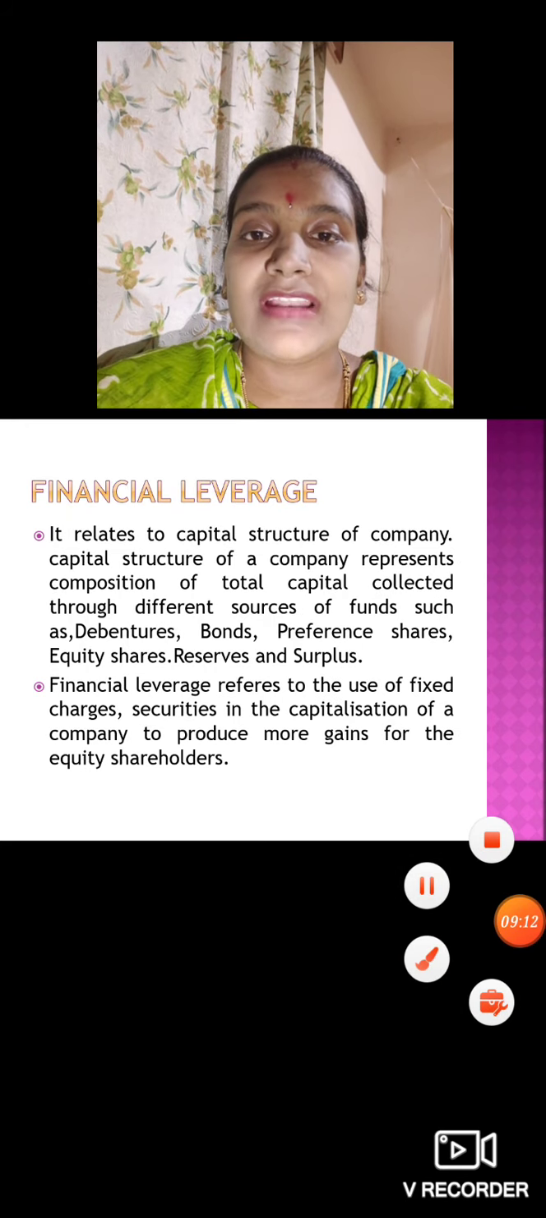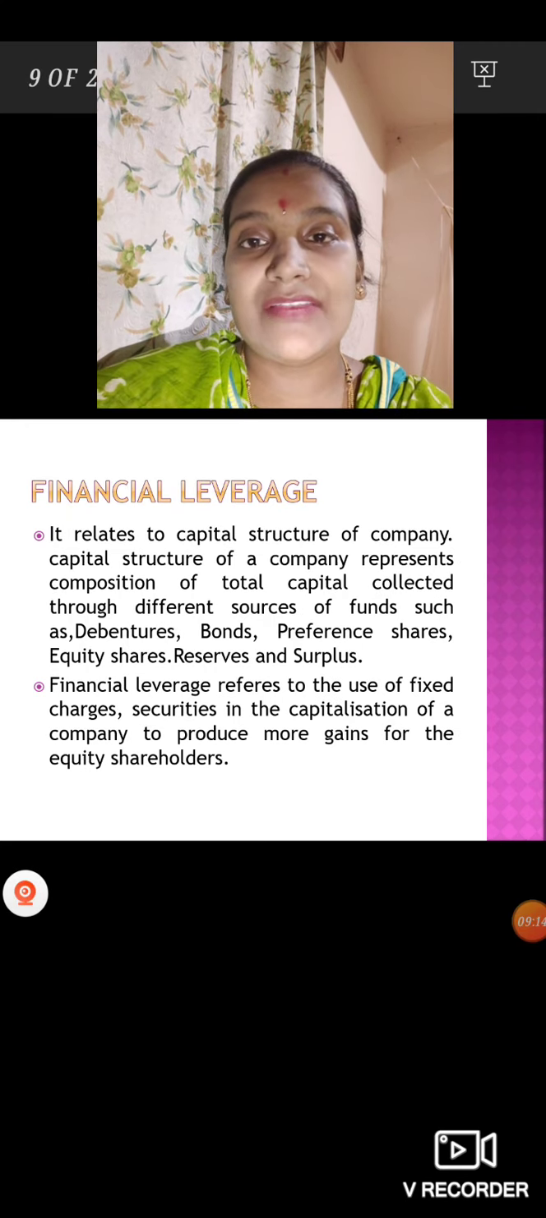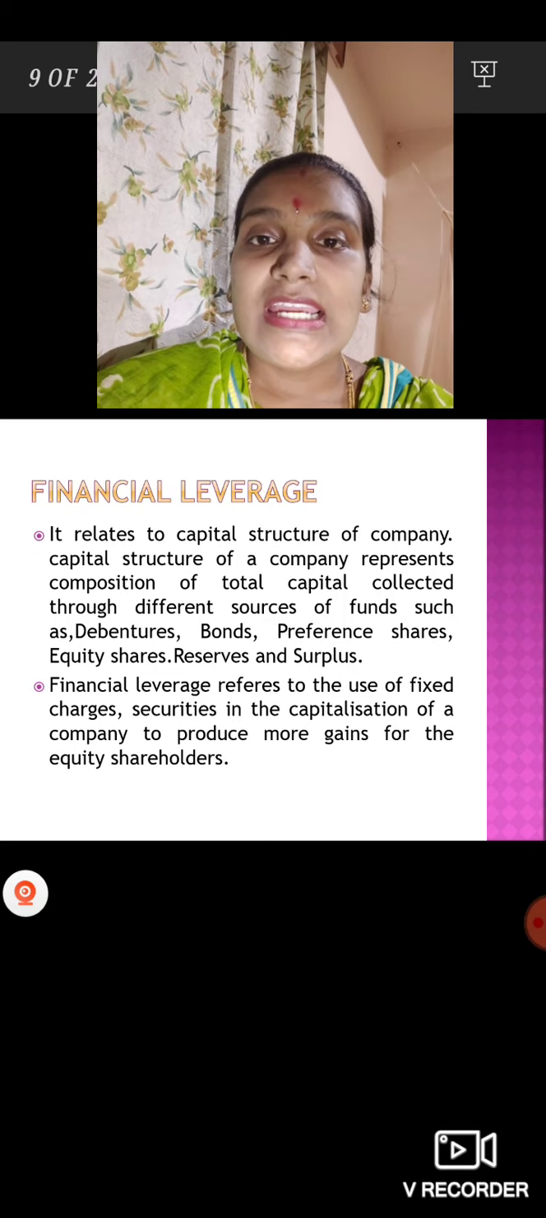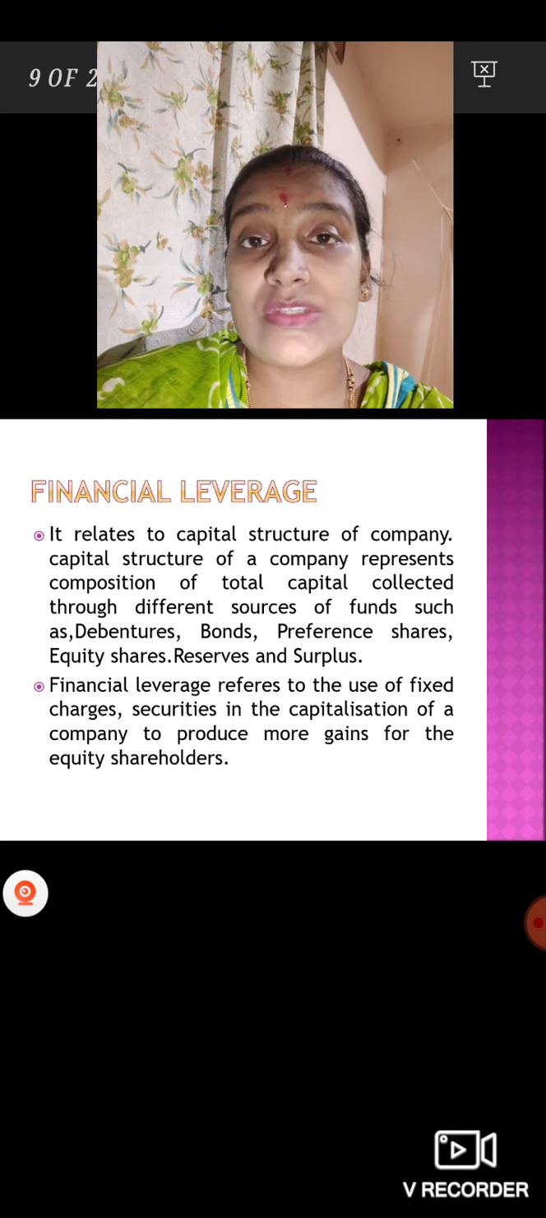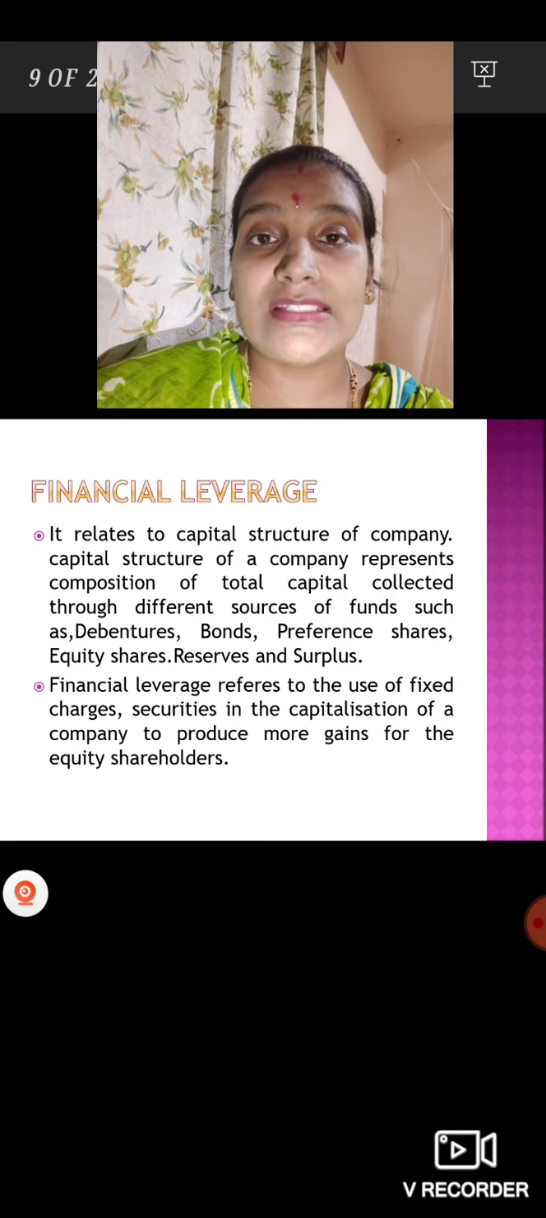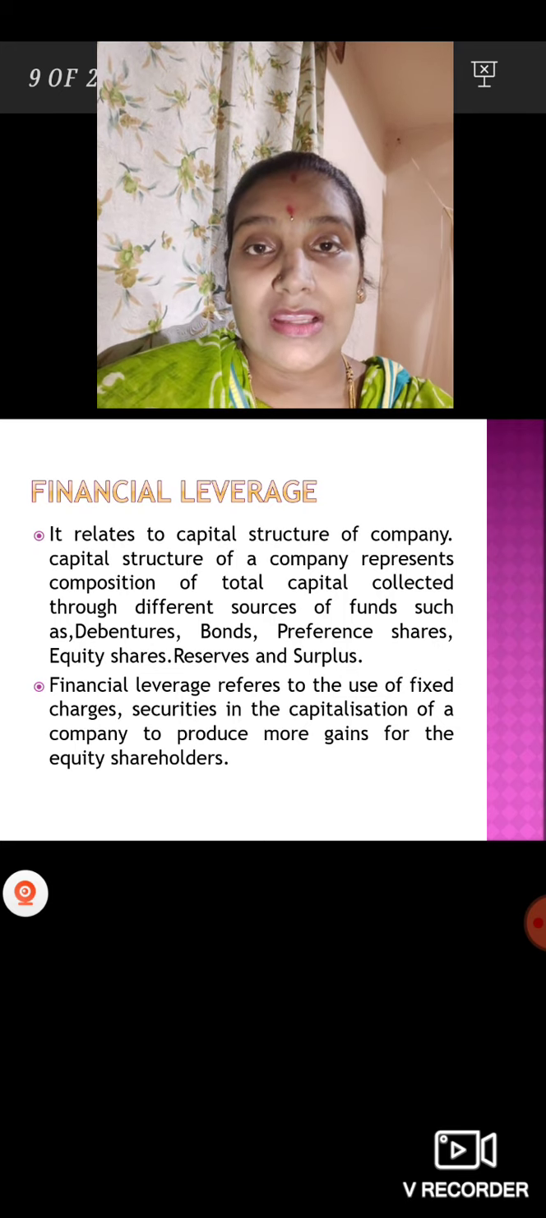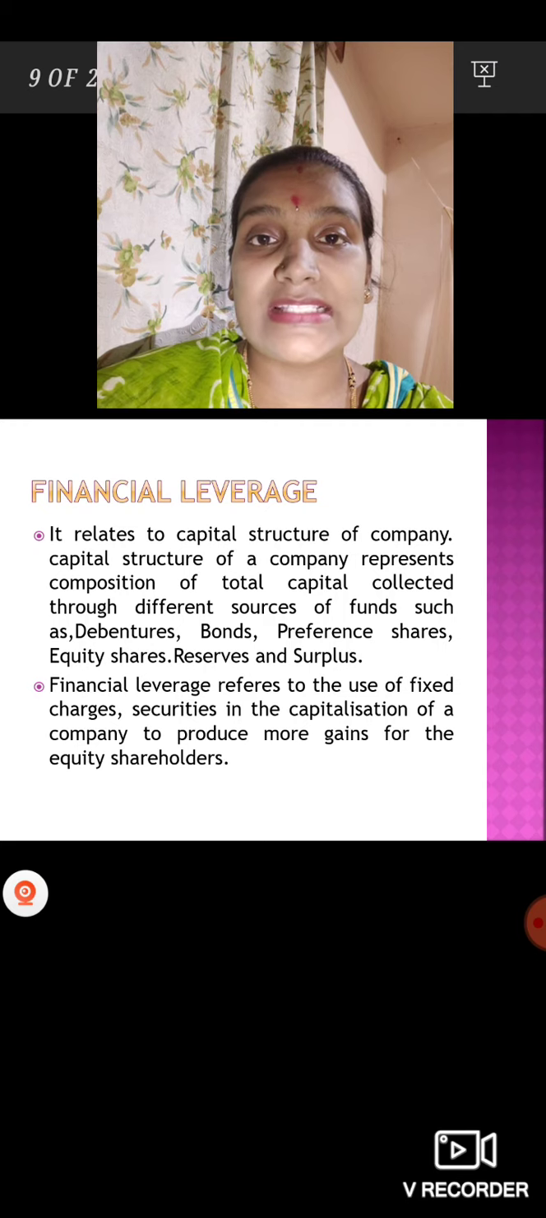Then next we have financial leverage here. Second leverage is financial leverage. It relates to the capital structure of the company. Operating leverage was related to changes in the sales making changes in the profit, how much percentage of change in the profit. It makes the difference between the sales and profit. That was operating leverage. Now what does financial leverage mean? It is related to the capital structure of the company.